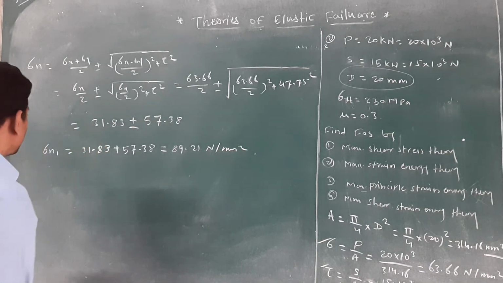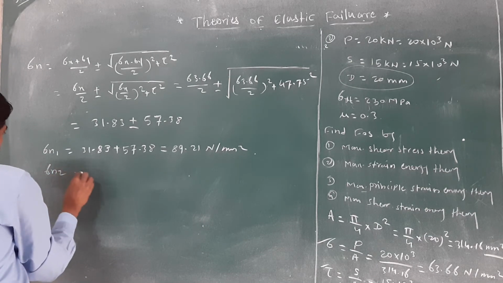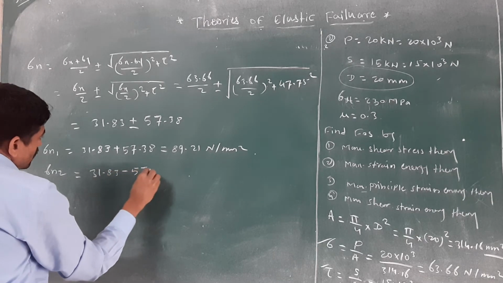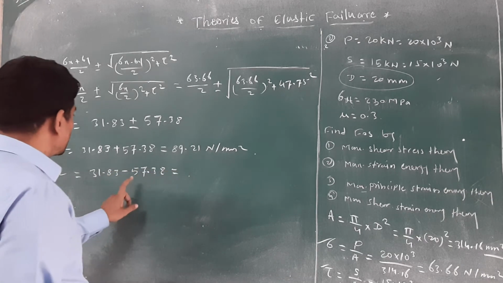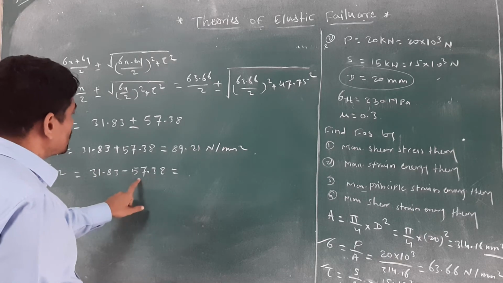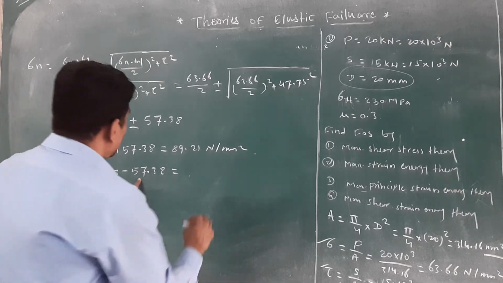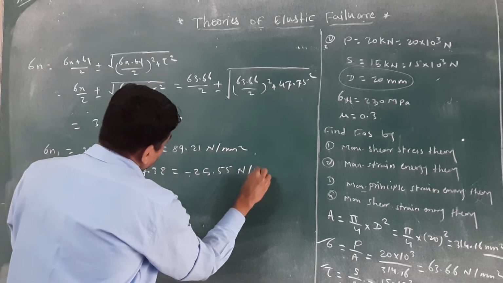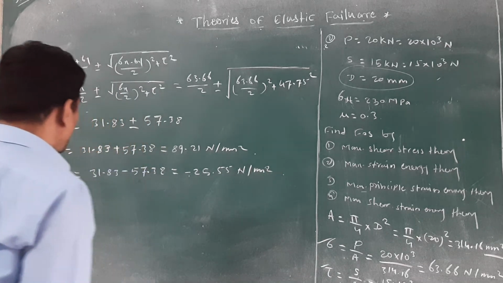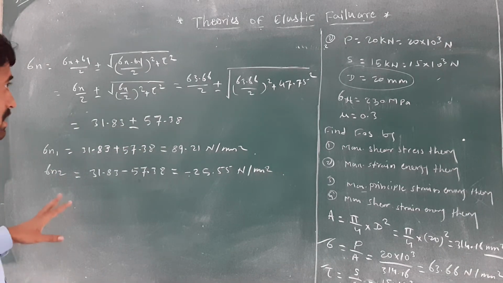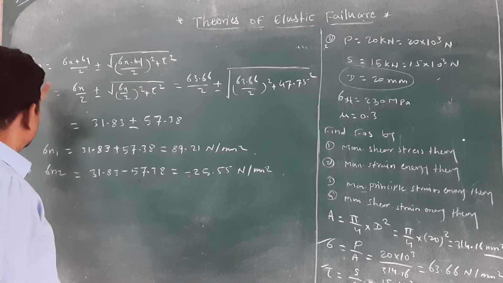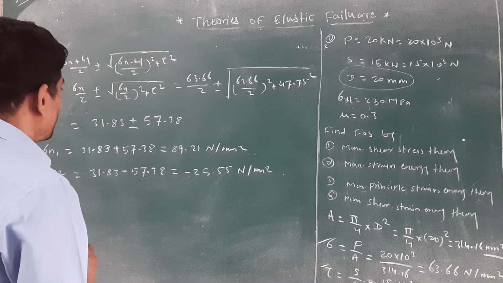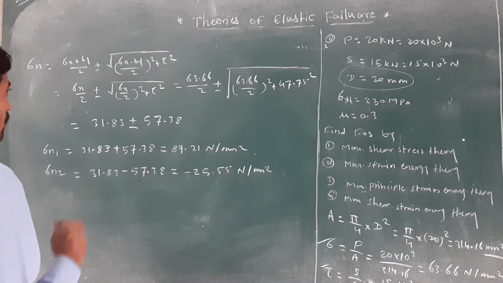And what is the value of sigma n2? Minor principal stress is 31.83 minus 57.38. Again check that this value is bigger than this, that's why you will get a negative value. This value is minus 25.55 Newton per mm square. Okay, all of you getting? You can understand this. First we want to calculate sigma n1 and sigma n2 values, then after that you will go to the next.